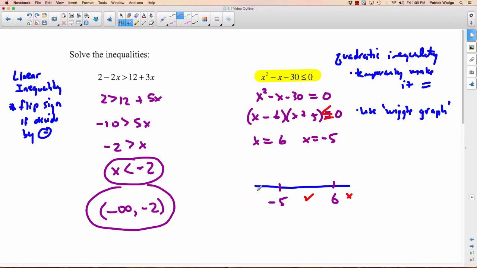How about -10 this time? -10 squared is 100. Take away -10, you're up to 110. Take away 30, it's 80. Definitely doesn't work. So there you go, you now have your answer.